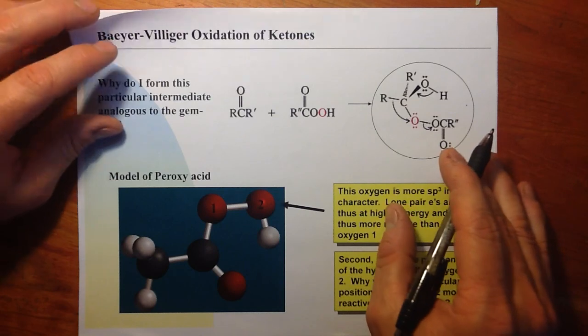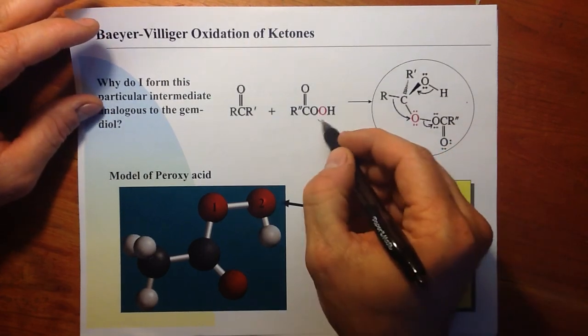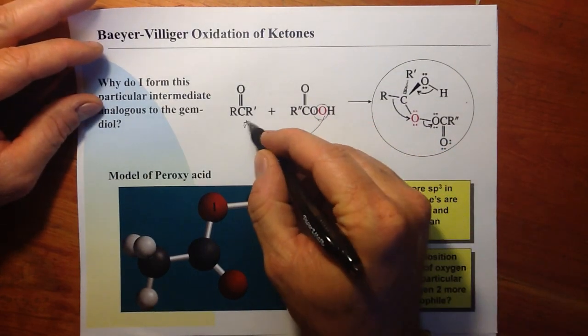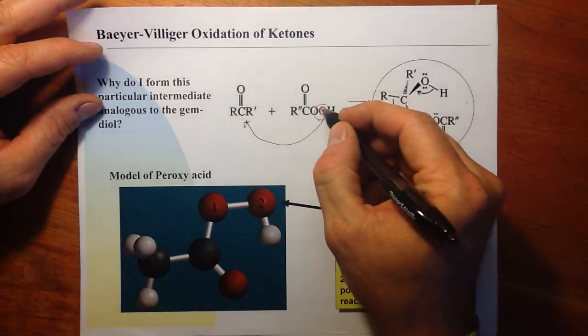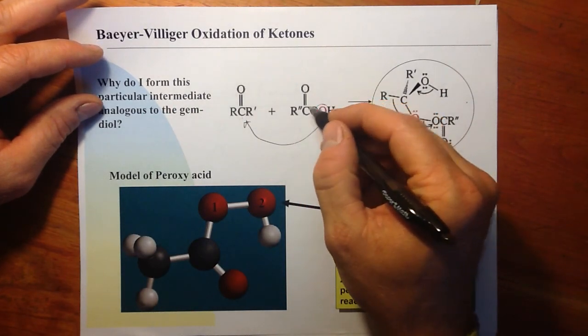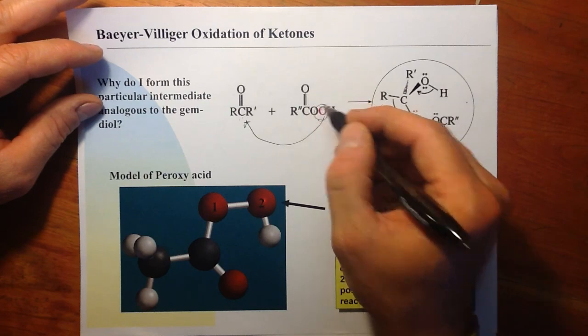Probably going to go ahead and skip this slide. We can talk about how this is more reactive as a nucleophile towards this carbon because it has less, I guess, pull from the carbonyl's oxygen, so it's a little more active.